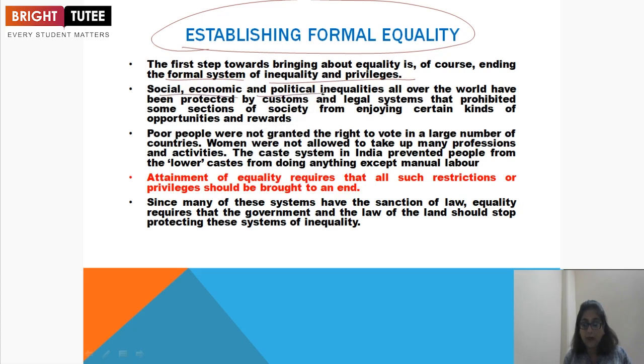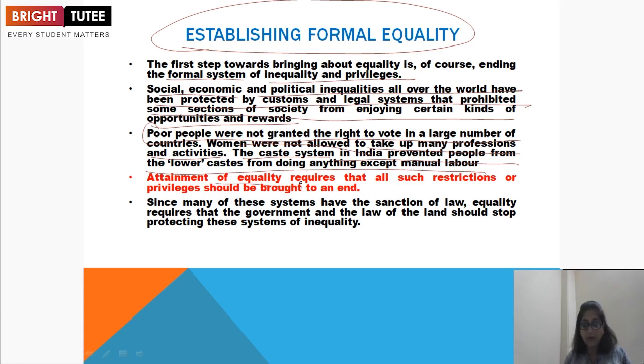Now, social, economic, and political inequalities all over the world have been protected by customs and legal systems that prohibited some sections of society from enjoying certain kinds of opportunities and rewards. If we talk about poor people, they were not granted the right to vote in a large number of countries, and women were also not allowed to take up many professions and activities. The caste system in India prevented people from the lower caste from doing anything except manual labor.